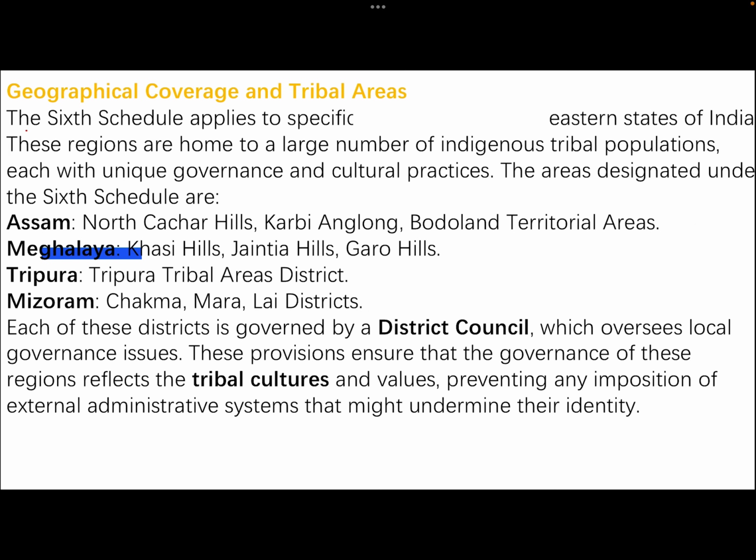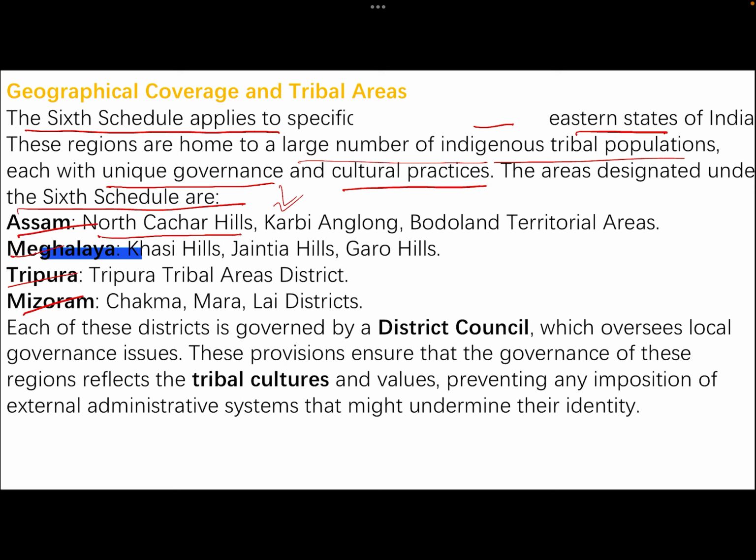Now, this sixth schedule applies to the northeastern states of Assam, Meghalaya, Tripura, and Mizoram, and these regions are home to a large indigenous tribal population, and they have their unique governance and cultural practices, right? And the areas designated under the schedule are as follows. In Assam, you have certain areas, for example, North Cachar Hills is a tribal area, right? Then you have Karbi Anglong. Then you have the Bodoland Territorial Area, right?